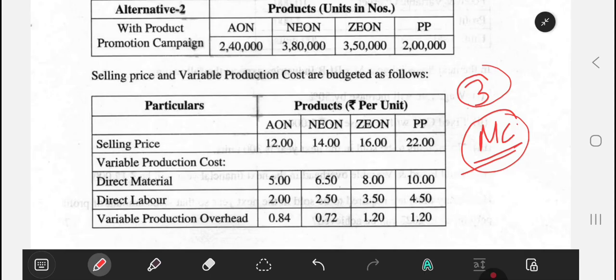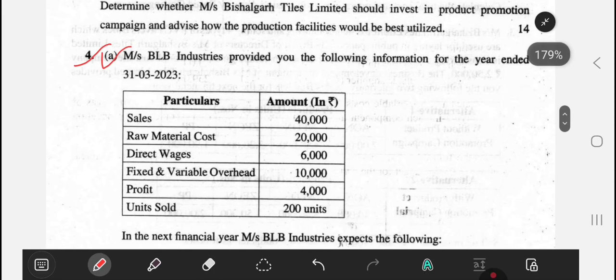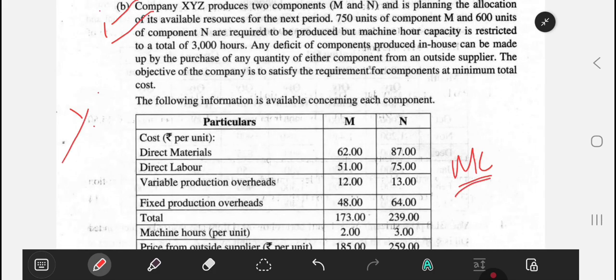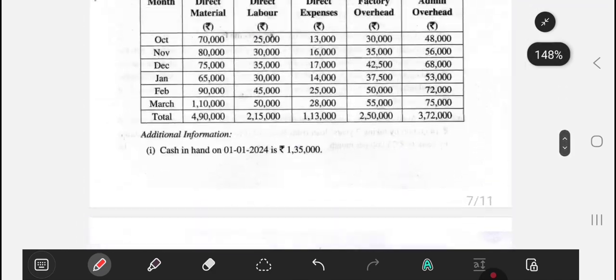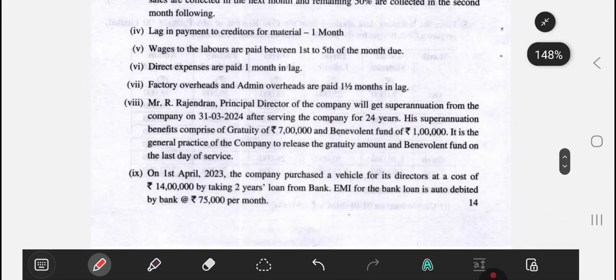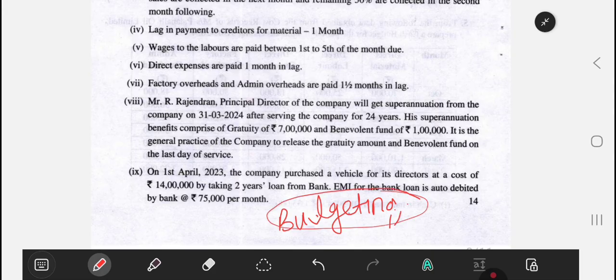Now coming to 4A. 4A and 4B are from marginal costing. You can skip those also. Now 5A, that is the fifth question, is from budgeting, which is a very easy chapter. You can go with this chapter. You will get 14 marks.